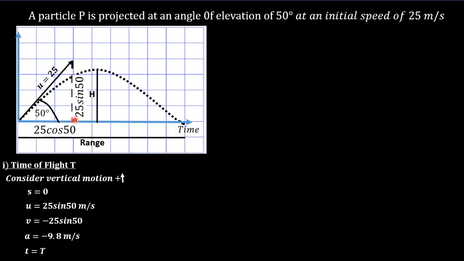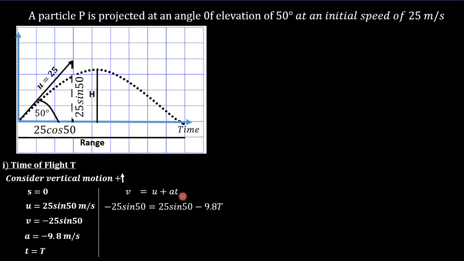Now students, you have to consider the SUVAT equations. Which one is suitable to find the time? The easiest of all is going to be v equals u plus at. Now see, we are given all the values over here. We are given the value of v, the value of u, and we have the value of a as well. Only t is unknown here.